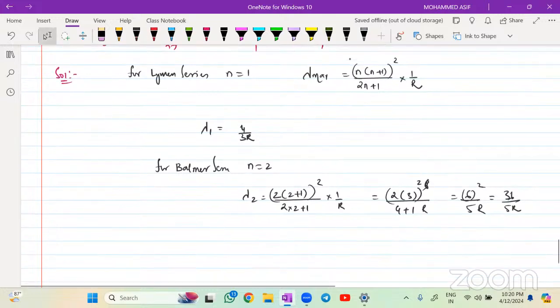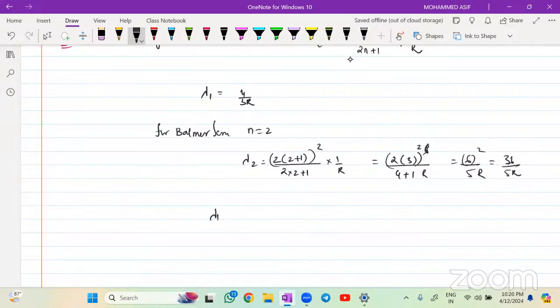So the ratio is asked: lambda 1 divided by lambda 2. Take the ratio: 4 divided by 3r multiplied by 5r divided by 36. This r will get cancelled, so the value will be equal to 5 divided by 27. Am I clear?